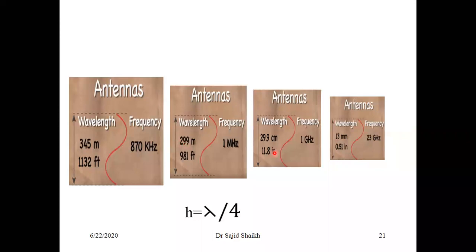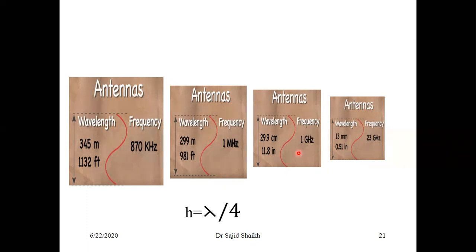Now if I increase the frequency from megahertz to gigahertz, a 1 gigahertz frequency, you will find that the antenna height will be 29.9 centimeters. You have to observe that if we increase the frequency, the antenna height decreases drastically. At 1 gigahertz, 29.9 centimeters is very small, about the length of your finger.